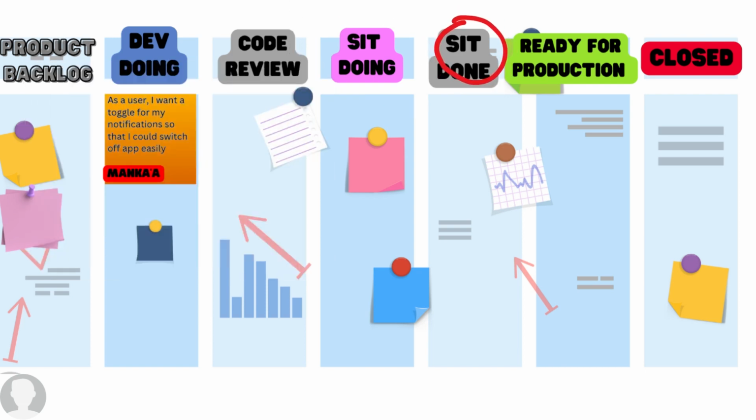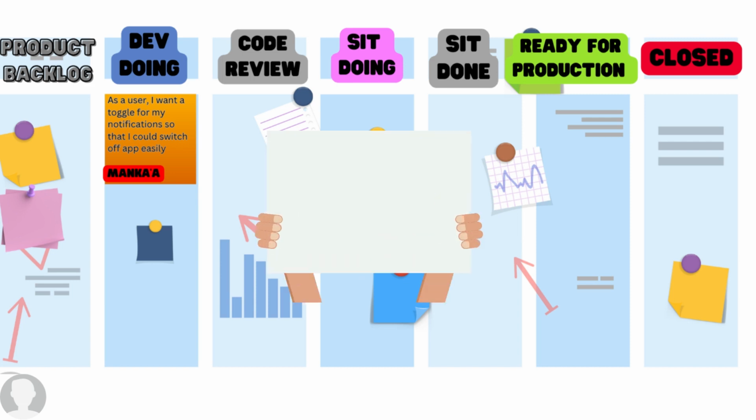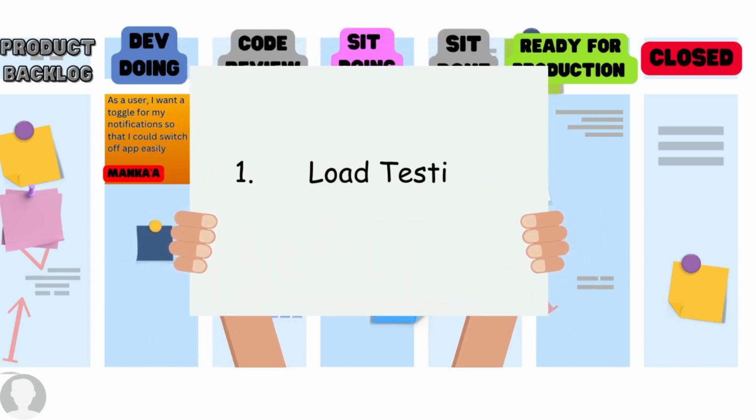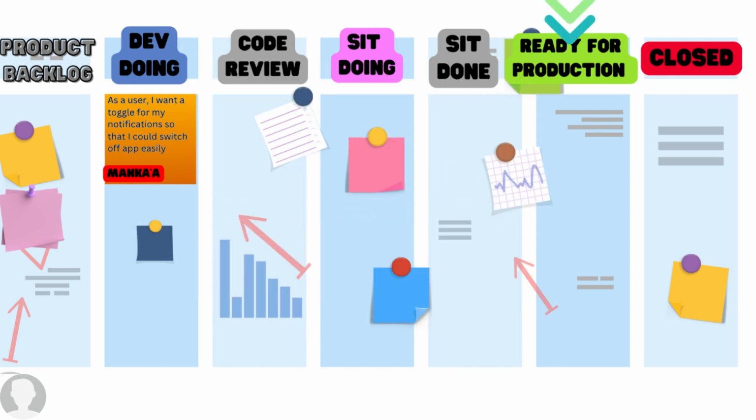For the stories that are already in the SIT done column, I'll check again with the team members to see if they are ready for production or if we need extra testing. If we need extra testing, maybe load testing or regression testing, the team members will verbalize that. If they don't, we will move the stories to ready for production.